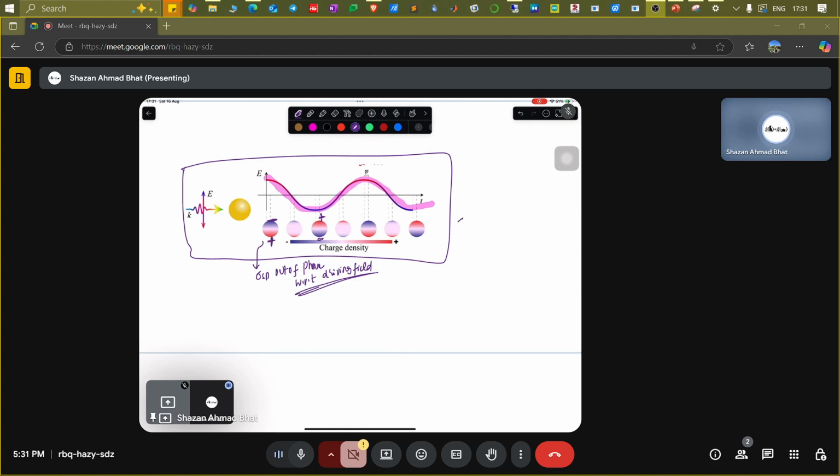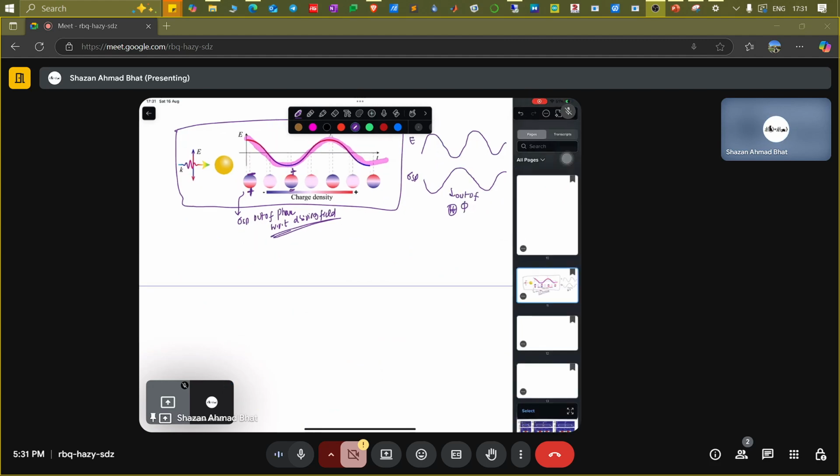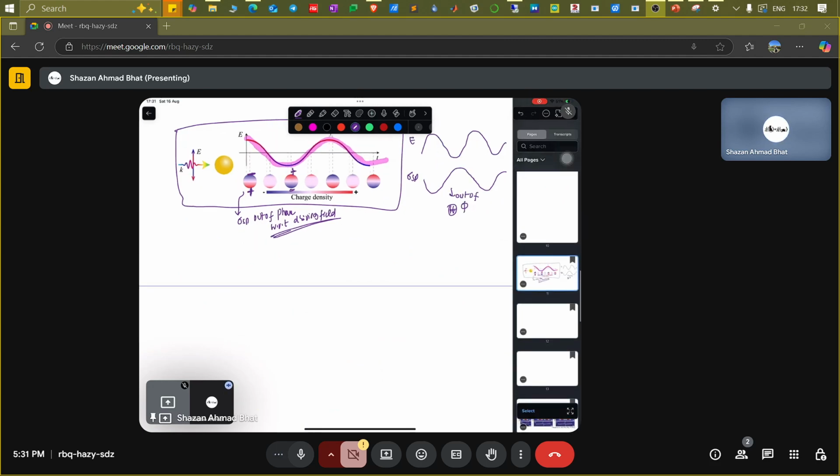So if you draw the sigma sp, it will be just like this: negative, then positive, then negative, then positive. While the electric field is basically just like this. It is, I should say, positive, negative, positive. So it's completely out of phase.